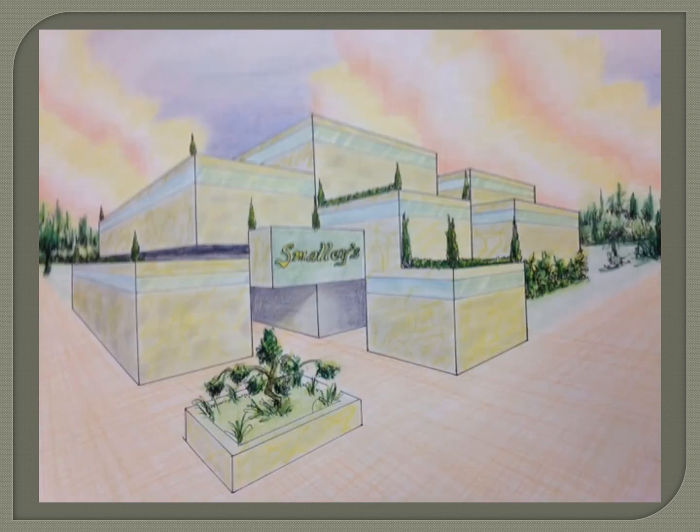This student, he wanted to design his own shopping mall because he said when he was a kid, he wanted to own his own mall someday. And so this was his chance to make that happen. And Smalley was his last name, so that's why it says it on the mall. But I thought he did a really good job. I think he used colored pencils for it.